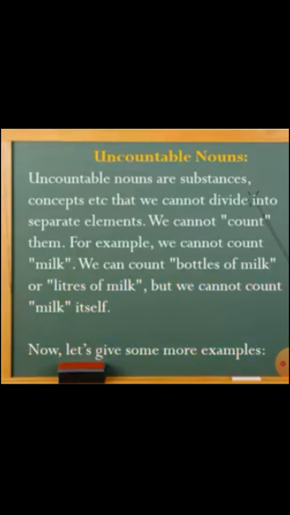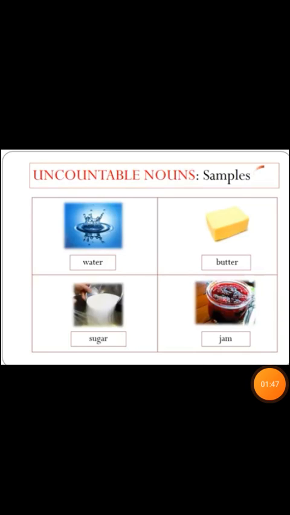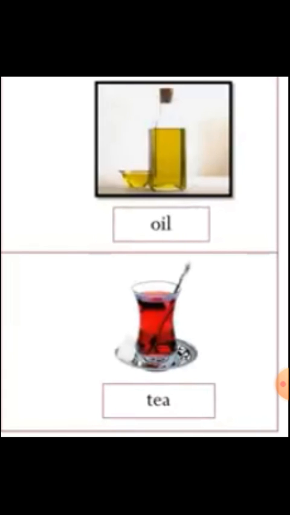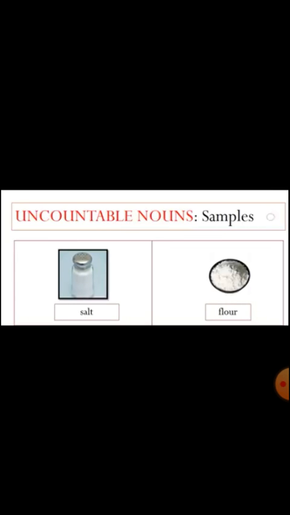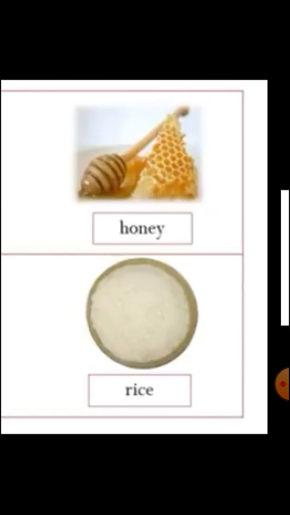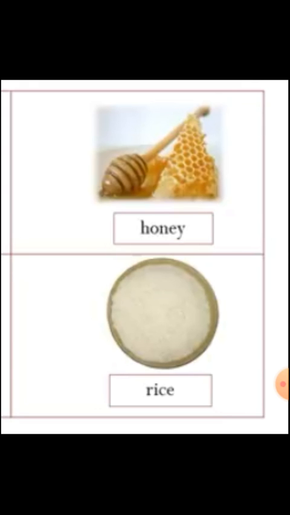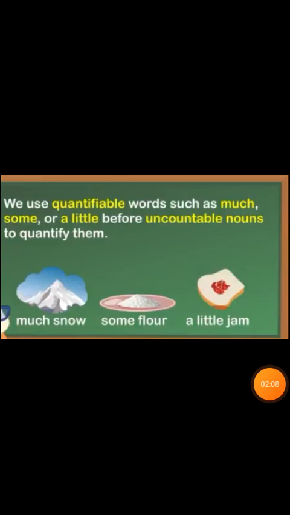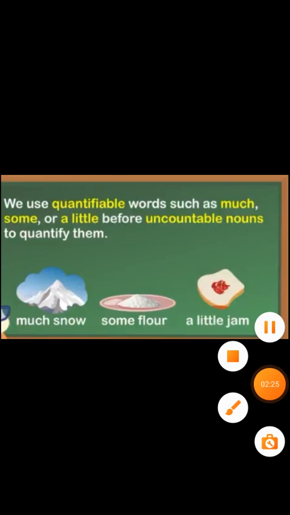Now let's give some more examples for uncountable nouns: water, butter, sugar, jam, oil, tea, salt, flour, honey, rice, etc. We use quantifier words such as much, some, or a little before uncountable nouns to quantify them. For example, much snow, some flour, a little jam, etc.